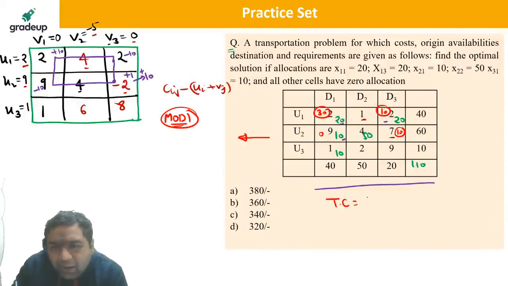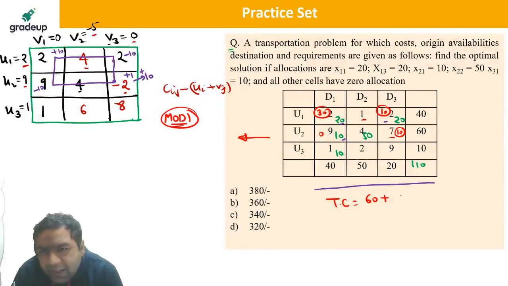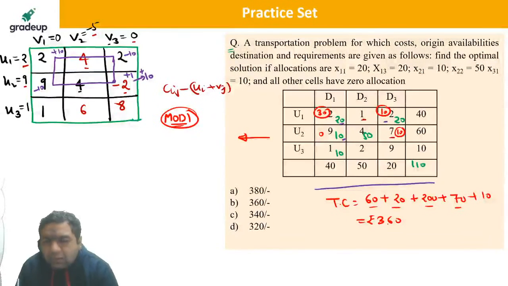It will be coming out to be 30 into 2 is 60, plus 10 into 2 is 20, plus 9 is not there, 15 into 4 is 60, 20, 80, plus 7 into 10 is 70, plus 1 into 10 is 10. It is coming out to be 280, 280 plus 70, 350, 360. It is coming out to be 360.